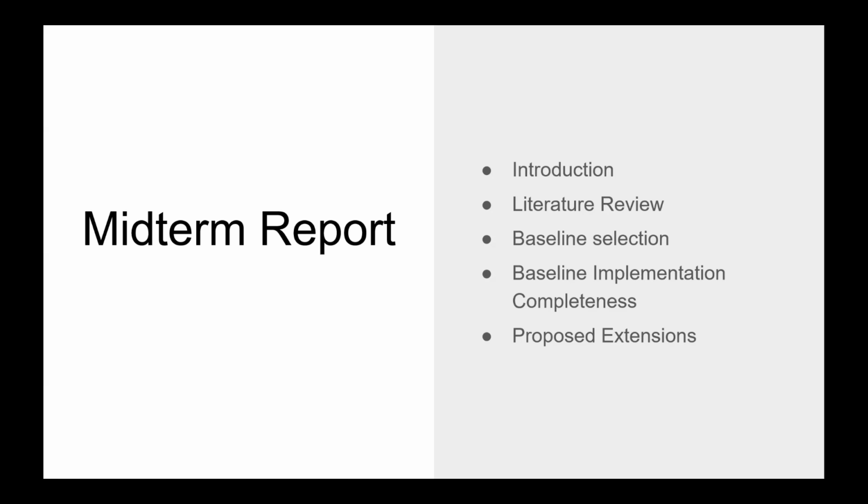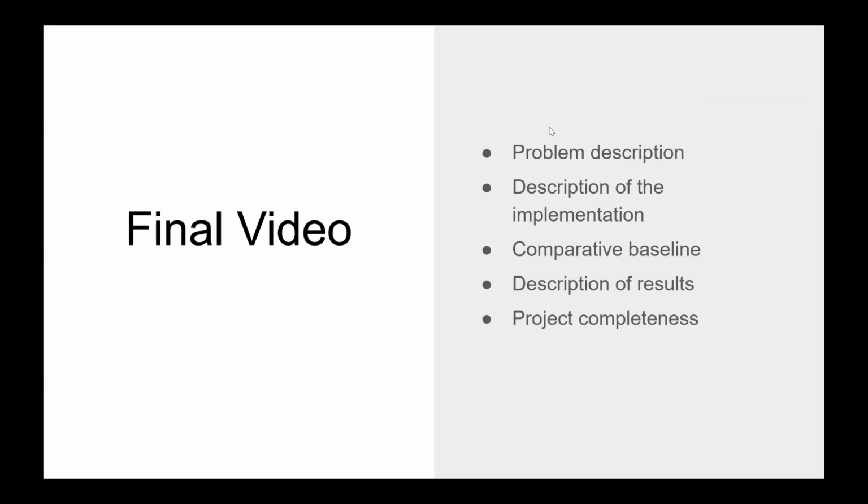If you want to solve the problem that you proposed in your proposal, which is also the topic that you are working on in terms of this project, and given that you have been doing a certain amount of research and implementing the baseline, you might have something in your mind about how to improve the baseline you selected. So this is called proposed extensions. You're expected to describe them here and give a brief preview of what you're trying to do next. The third deliverable is the final video of our project.